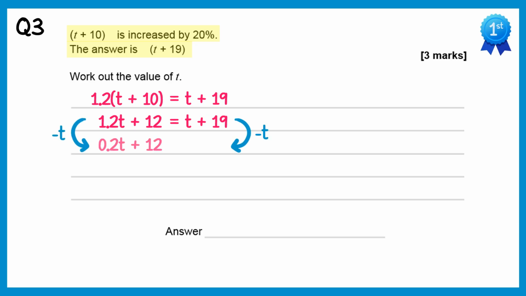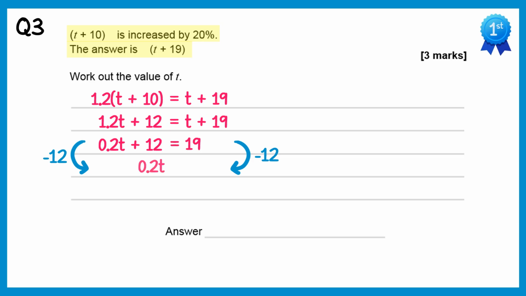On the left you'll get 0.2t plus 12, and on the right the t's cancel, so you're left with 19. Now take away 12 from both sides. The 12 on the left cancels, so it's just 0.2t, and on the right 19 take 12 is 7. Now times both sides by 5, or divide by 0.2 if you wish, and you'll get the answer t equals 35.